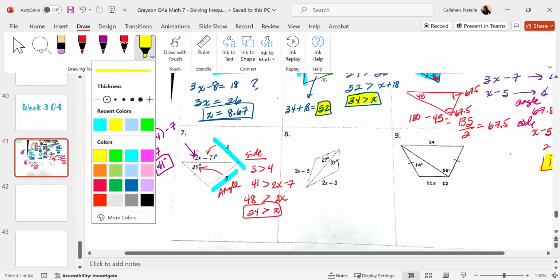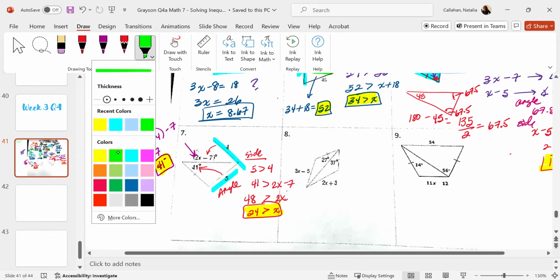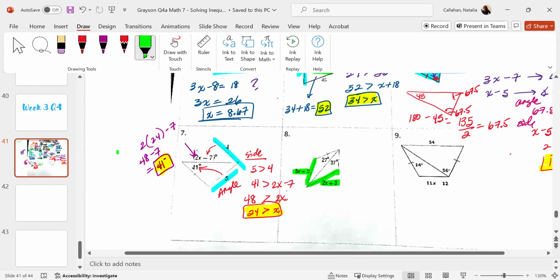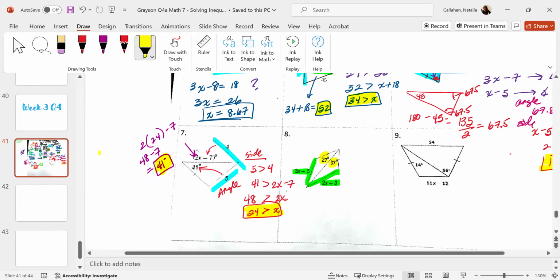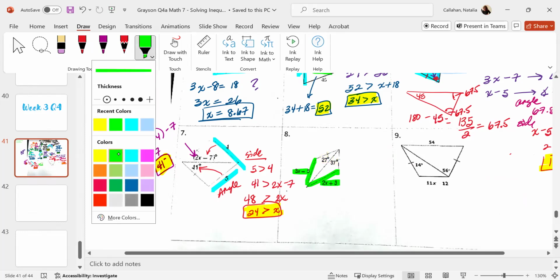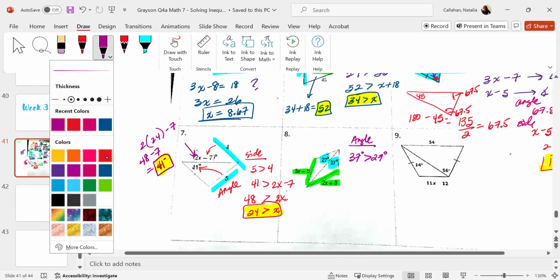The answers are highlighted right here in yellow. Okay, next one. That's a side. And the angles corresponding to that side are those two. So write the inequality for the angles. Now write down the corresponding inequality for the sides.